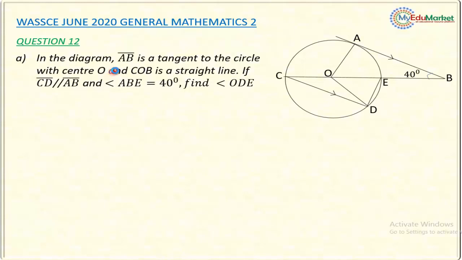In the diagram, line AB is a tangent to the circle with the center O. So this circle has center O, and line AB is a tangent to that circle. And COB is a straight line, from C to O to B. And line CD is parallel to line AB, as indicated by these arrowheads.